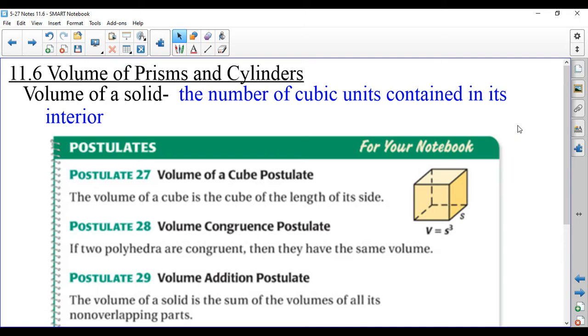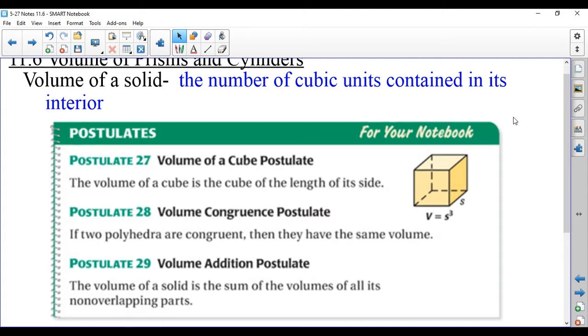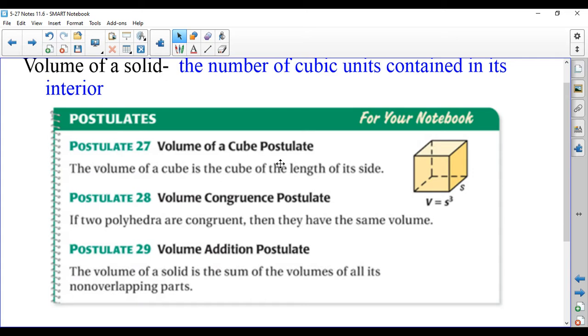In 11.6, we're going to look at the volume of prisms and also cylinders. The volume of a solid is the number of cubic units contained in its interior. And there are a couple of postulates, statements accepted without proof, to get us started. The volume of a cube postulate says the volume of a cube is the cube of the length of its side. If this cube has sides of length s, the volume is s cubed.